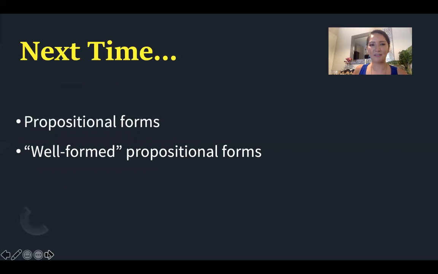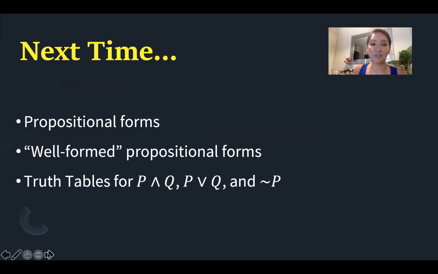Okay, that's it for now. Next time, we're going to talk about propositional forms, well-formed propositional forms, and we'll create truth tables for P and Q, P or Q, and not P.